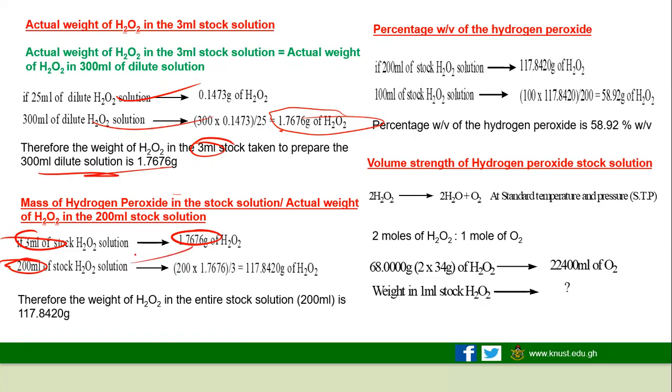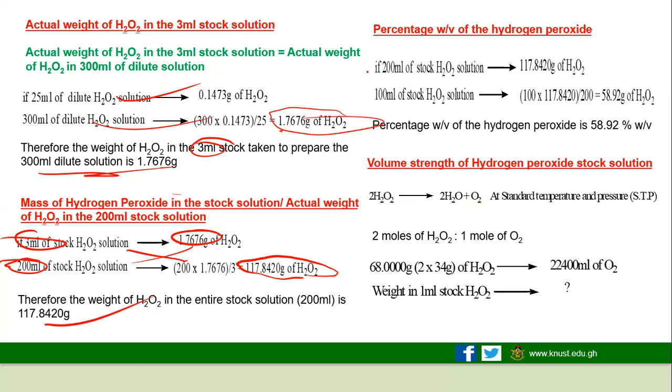So we do another proportion here, cross multiplication, then we get 117.8420 grams of peroxide. So this is the amount of peroxide in the stock 200 mils. In the stock 200 mils, right? Very simple. The next one is asking us to find the percentage concentration or the percentage weight in volume.